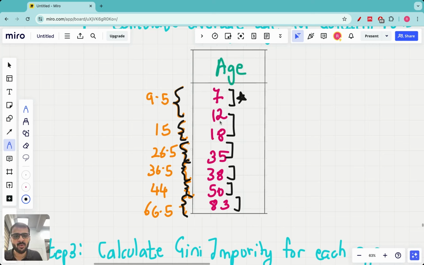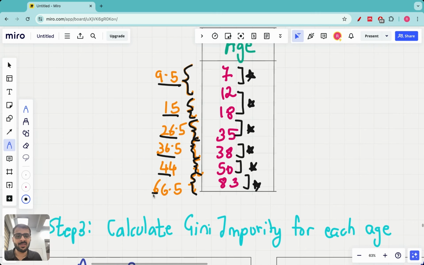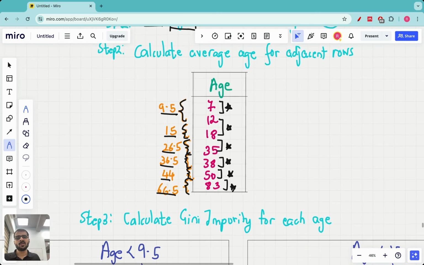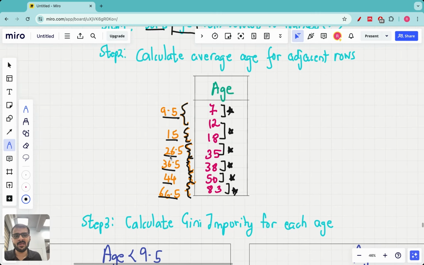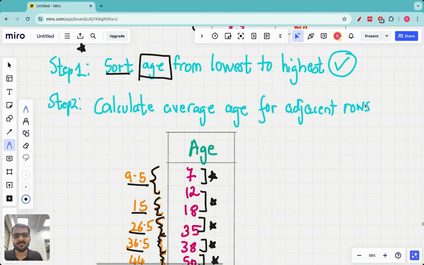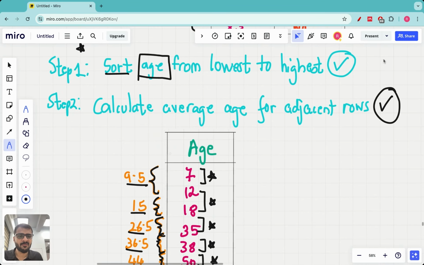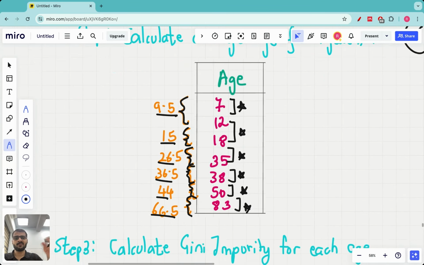First I look at 7 and 12, whose average is 9.5. Then 12 and 18, whose average is 15. Then 18 and 35, whose average is 26.5. Then 35 and 38, whose average is 36.5. Then 38 and 50, whose average is 44. And then 50 and 83, whose average is 66.5. So here I have written the average age for the adjacent rows. That's the second step, and we have completed it, so I've marked it with a tick symbol.